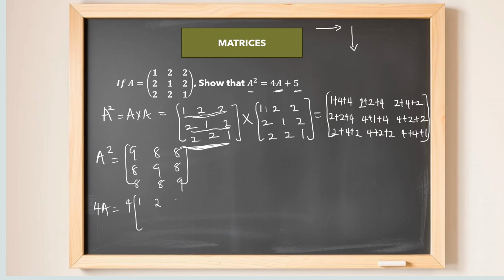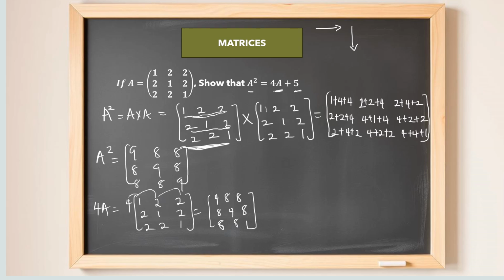1, 2, 2, 2, 1, 2, 2, 2, 1. If we multiply this out, here we should have 4, 8, 8. That is 4 multiplied by 1, 4 multiplied by 2, and 4 multiplied by 2. The same thing: 4 multiplied by 2 is going to be 8, 4 multiplied by 1 is 4, and 4 multiplied by 2 is going to be 8. And here we have 8, and here we have 1.